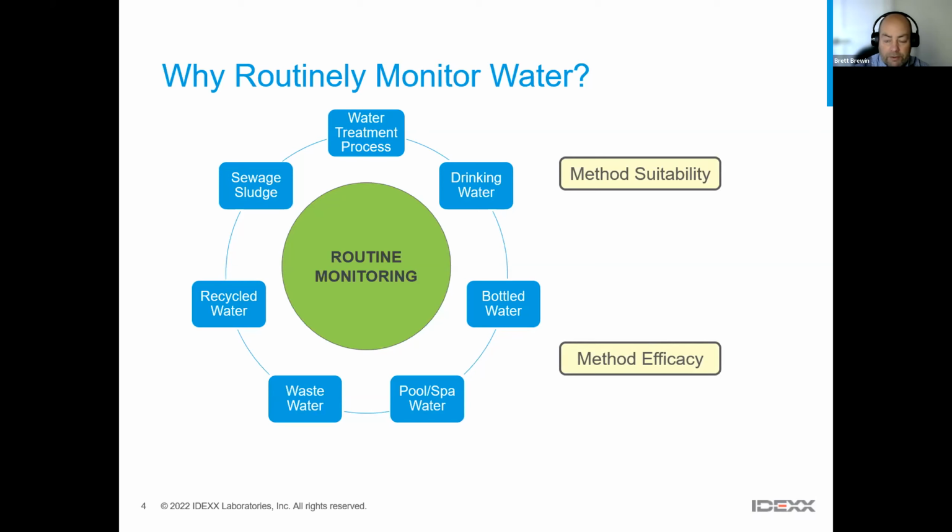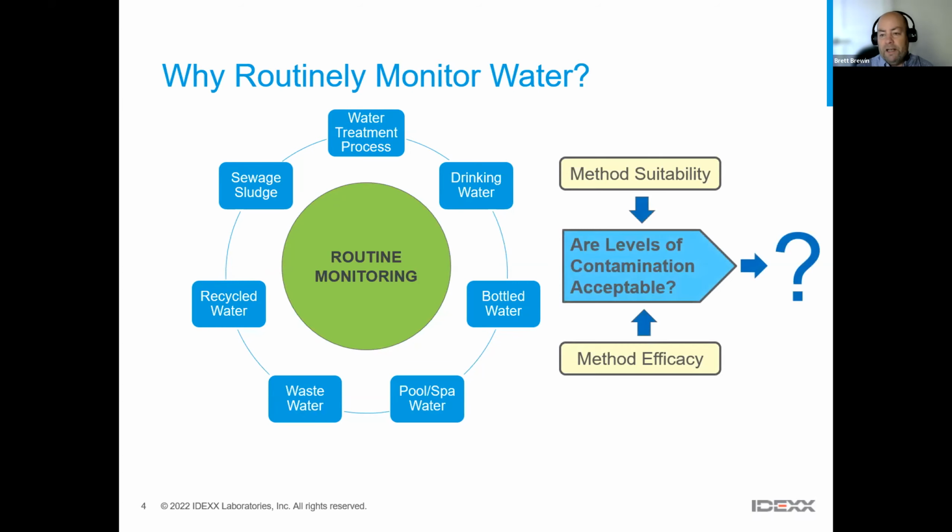So is the method suitable for what we intend? And is the method doing what it's intended to do? And together, they allow us to determine whether levels of contamination of various bacterial species or pathogen species are suitable for the end use.